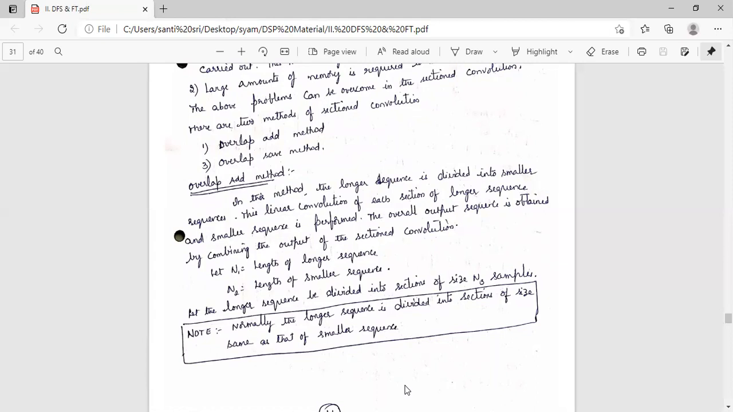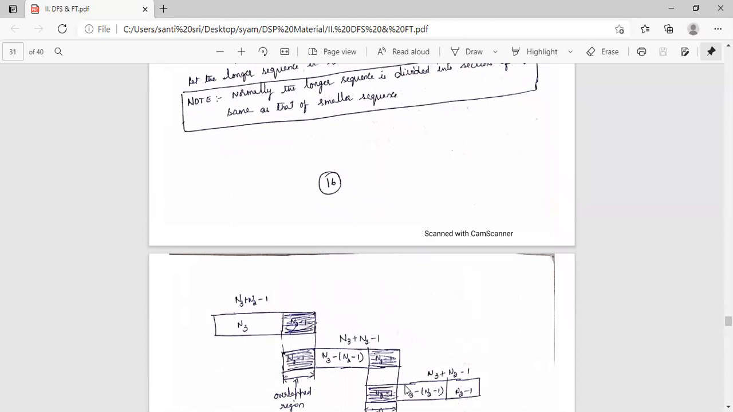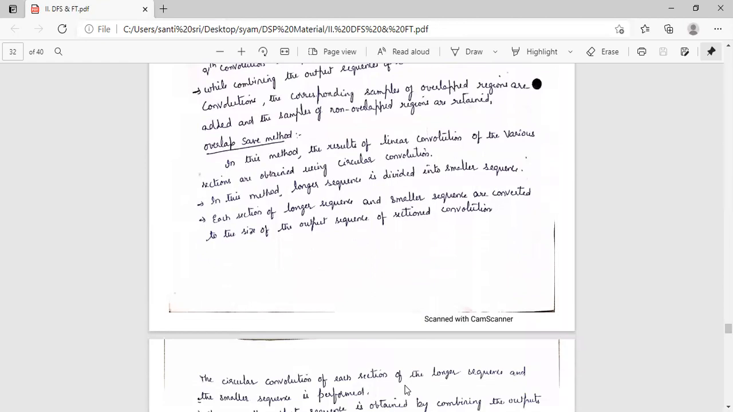Let N1 be the length of the longer sequence and N2 be the length of the smaller sequence. Let the longer sequence be divided into sections of size N3 samples. The important point to remember is that normally the longer sequence is divided into sections of the same size as the smaller sequence. Based on the smaller sequence size, we divide the longer sequence. So the output length is N3 plus N2 minus 1.